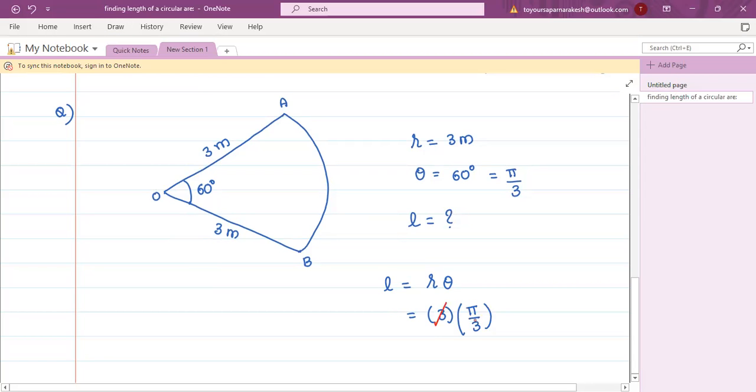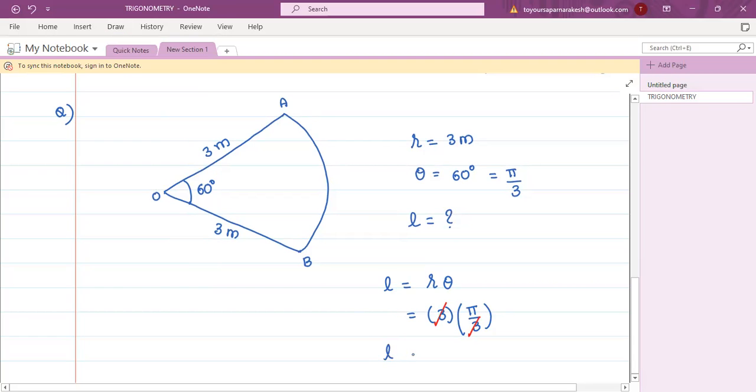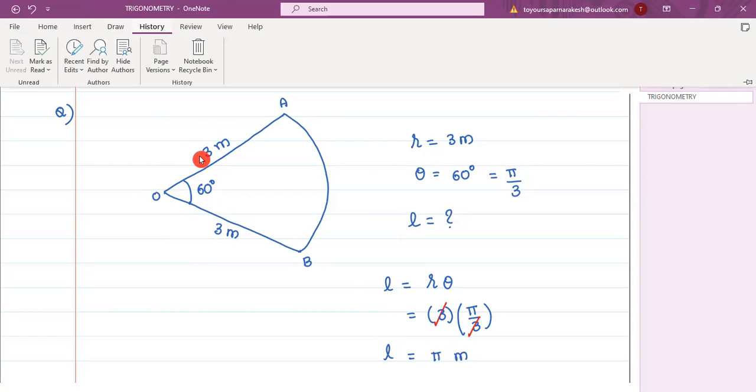Therefore, here 3 cancels out. So finally, length of the arc L equals pi meters. The radius is given in meters, so the length of the arc we also get in meters. So the length is equal to pi meters. Okay, see the next example.